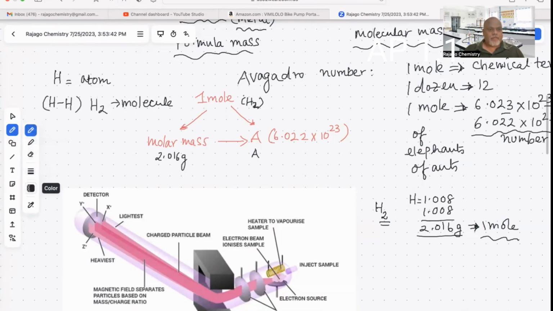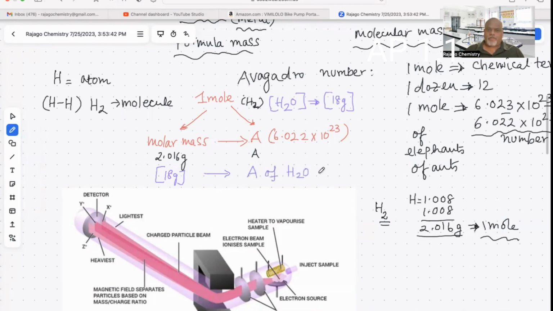Let's take another example, something simple like water, H2O. If you calculate the molar mass of H2O, it comes to 18 grams: 16 plus 2, 18 grams. So 1 mole is going to weigh 18 grams. It still is going to have an Avogadro number of water particles.